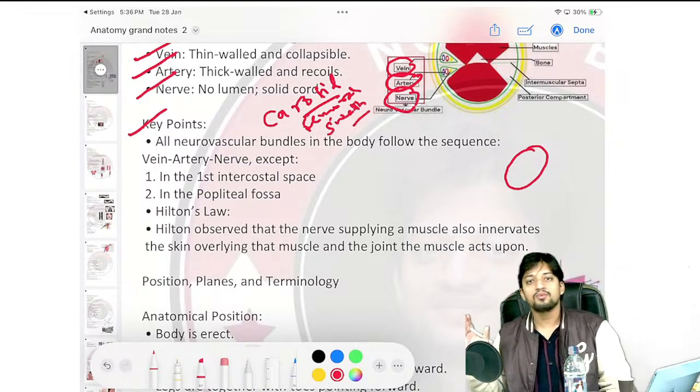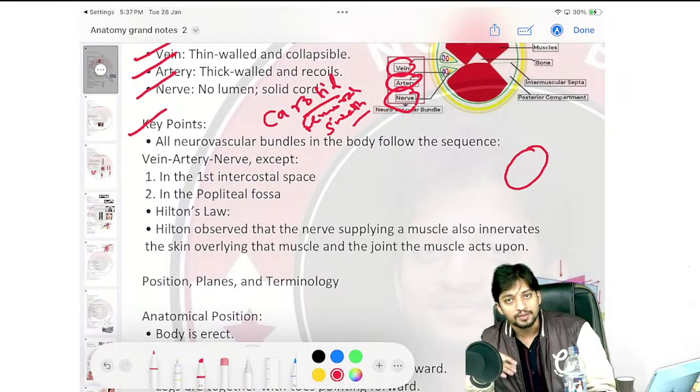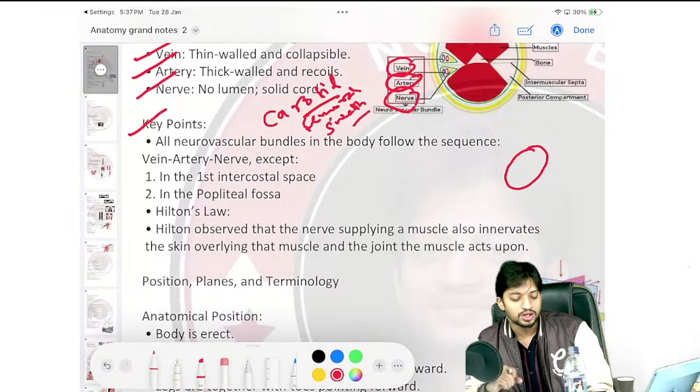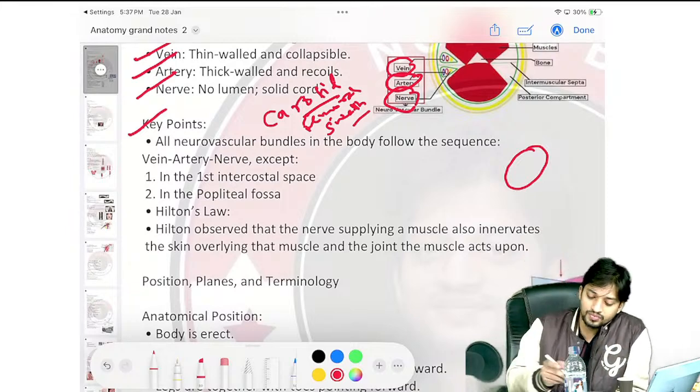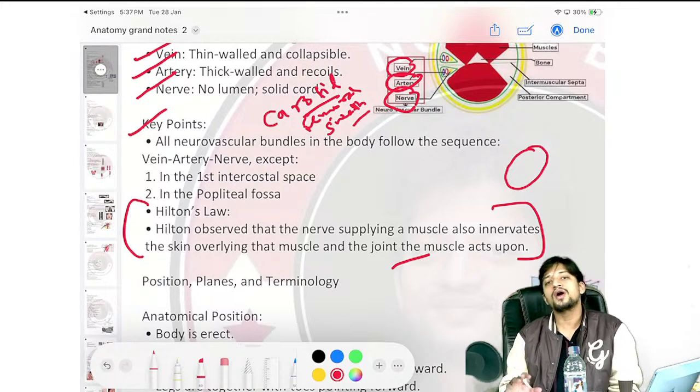Okay guys, when we will be studying about the head and neck, we will be studying about the carotid sheath. When we will be studying about the lower limb, we will be dealing with the femoral sheath. Coming back to another point, one very important law is Hilton's law. What do you find in Hilton's law?